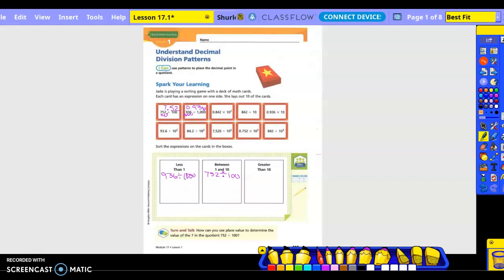Okay. Next one. Multiplying by 10 to the second power. What is 10 to the second power? 100. So which way am I looping? To the right, because I'm multiplying by a whole number, so I go to the right. How many places? 2. So my new answer would be 84 and 2/10. So where would that go?